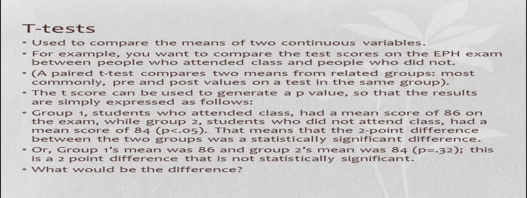The results that we get from this t-score, which I'll show you in a minute, will be used to generate a p-value. And so the results, when we say them in English, will sound something like this. Group 1, students who attended class, had a mean score of 86 on the exam, where Group 2, students who did not attend class, had a mean score of 84, and the p was less than 0.05. That means that the 2-point difference between the two groups was a statistically significant difference. Whether it's a difference that matters is something that you can discuss amongst yourselves. It's not a very big difference. Or we might find that it's not statistically significant. And so the question is, what would be the difference? What would change the t-test one way or the other?